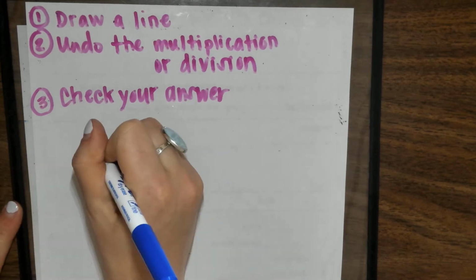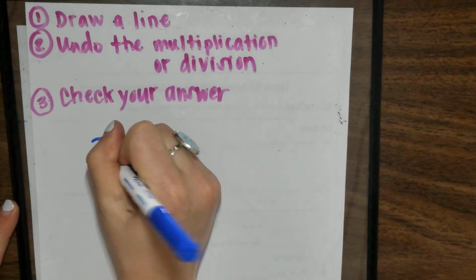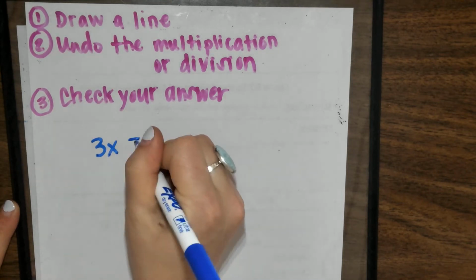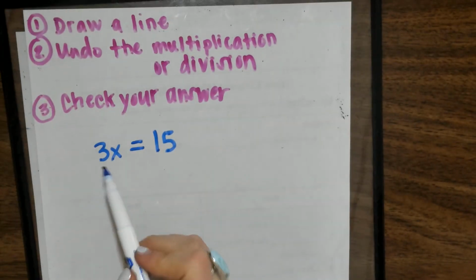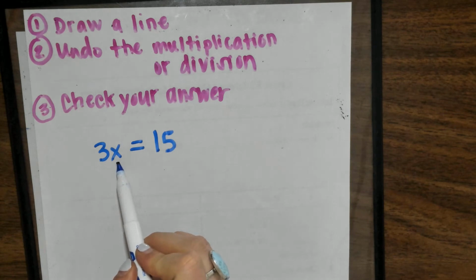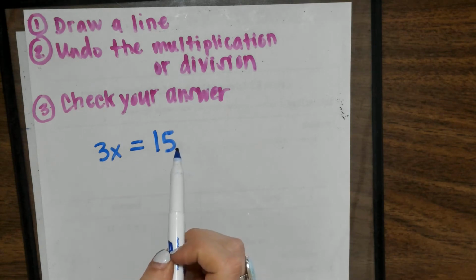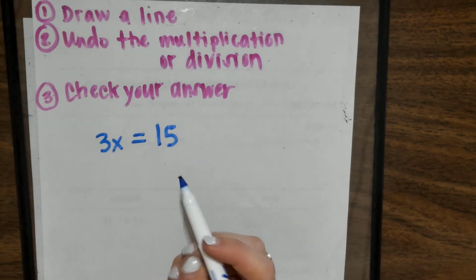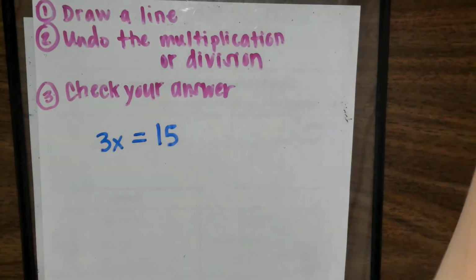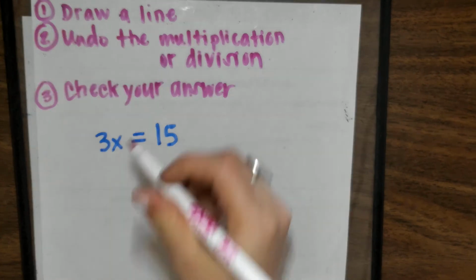Okay, so the first problem we're going to do is we're going to take 3x and find what x equals. Okay, so something multiplied by 3 equals 15. And how we do this is we start by following our first step. So step number 1 says to draw a line.